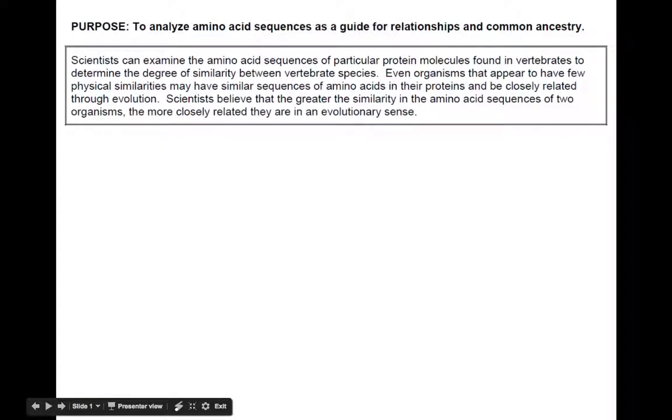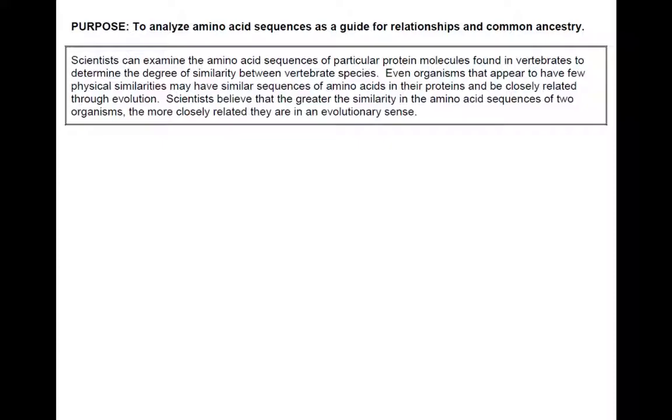All right, so one of the ways that we can investigate common ancestry between organisms is by comparing their amino acid sequences. If you remember, amino acids are generated through the process of protein synthesis, which is where your DNA becomes transcribed into RNA and your RNA gets translated into amino acids that then go on to become proteins.